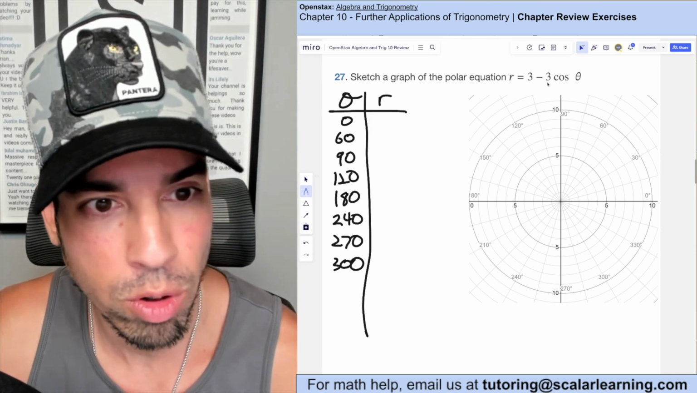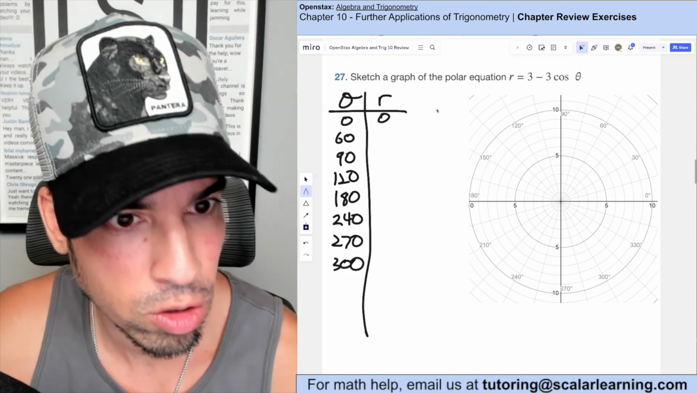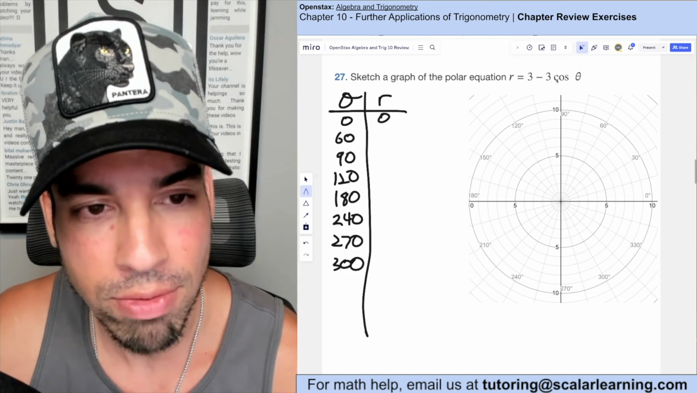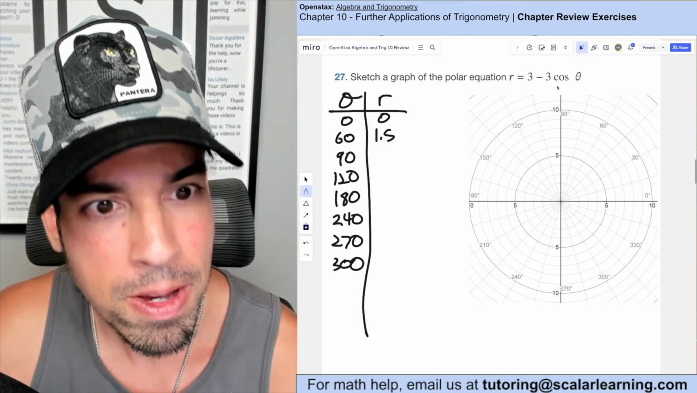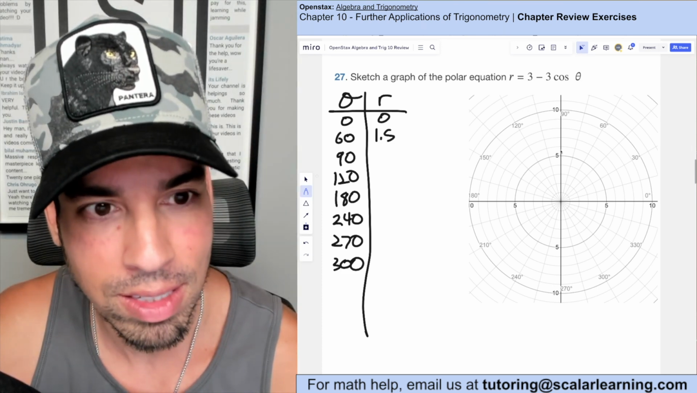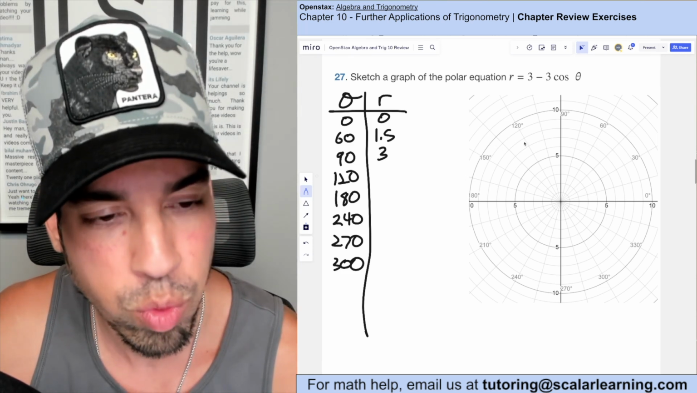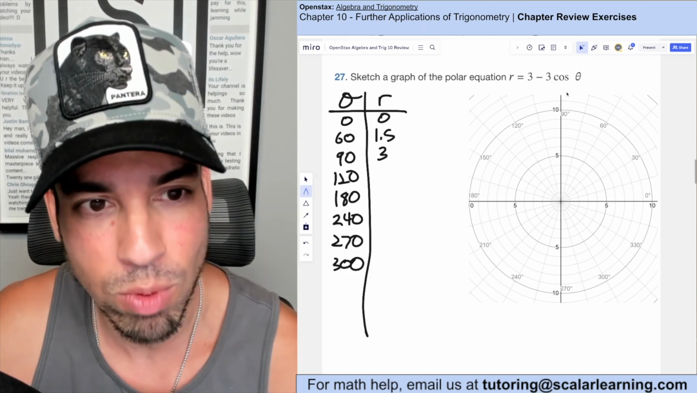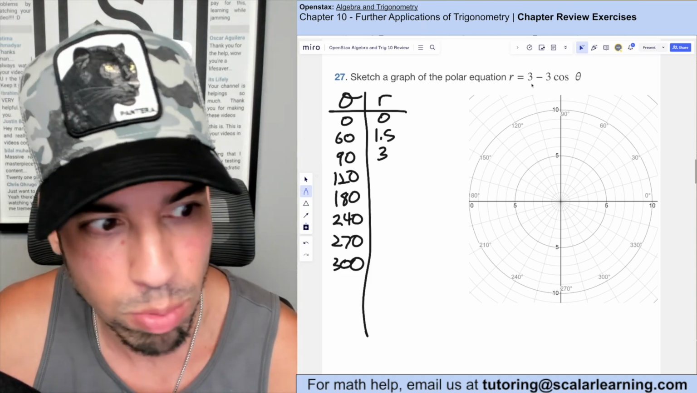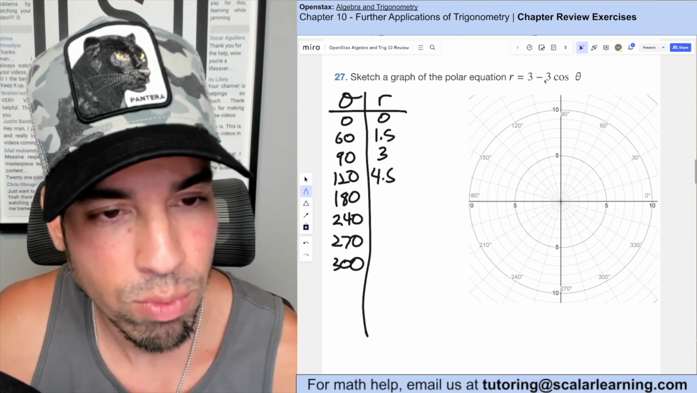So plugging in 0, cosine of 0 is 1, 3 minus 3 times 1 is 0. Cosine of 60 is 1/2, so 3 times 1/2 is 1.5. 3 minus 1.5 is 1.5. Then cosine of 90, that's 0. 3 minus 3 times 0 is 3. Then we got 120. Cosine of 120 in the second quadrant, that's negative 1/2 times negative 3 is positive 1.5 plus 3 is 4.5.